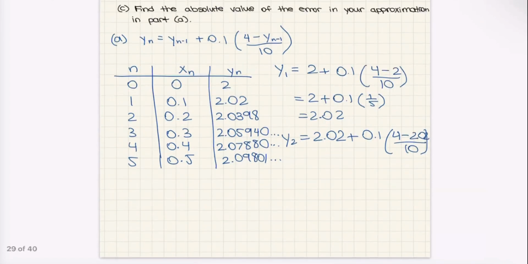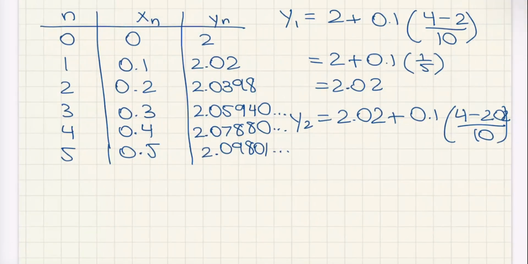So if we go back to here, they would like it for up to x equaling 0.5. So what they would like here is y5, right? y5 is equal to approximately 2.09801. And there we go.